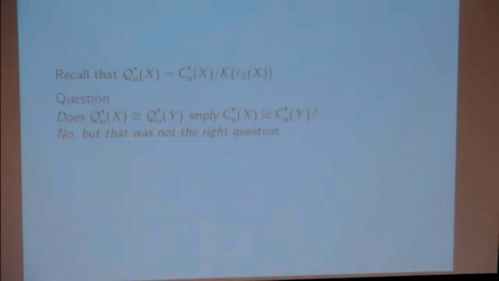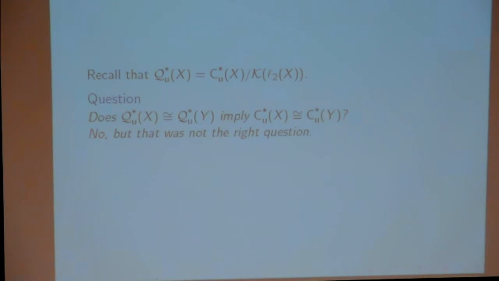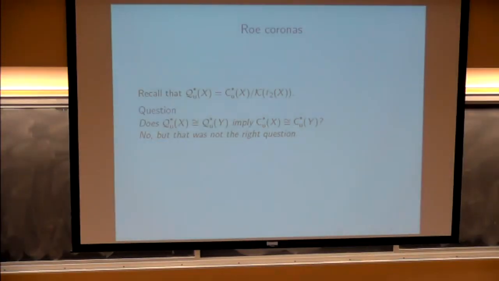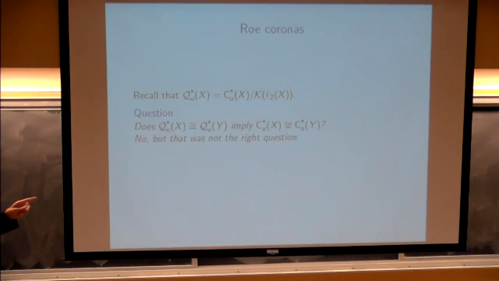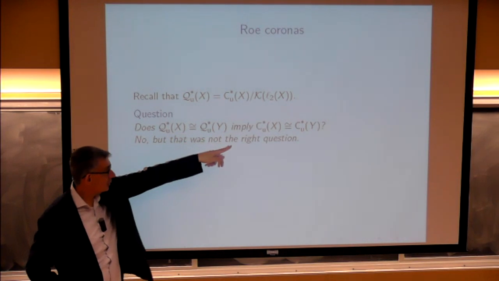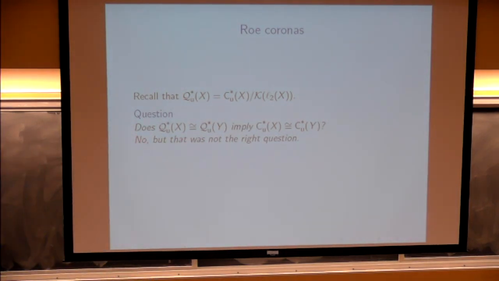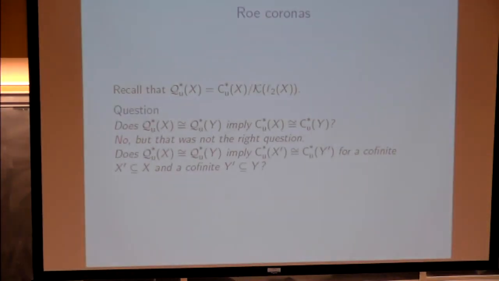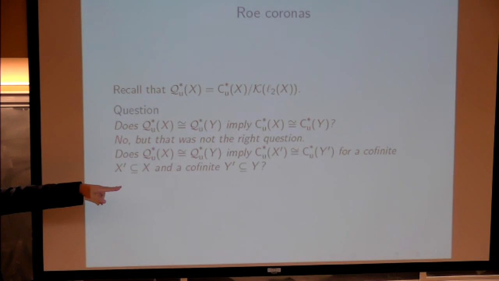So the question is, how much does an isomorphism between coronas tell you about an isomorphism between uniform Roe algebras? And okay, if I put it this way, this is a wrong question. Let me just say what the question was. Can we prove that if coronas are isomorphic, then so are the uniform Roe algebras? Essentially, there are simple examples that just refute the obvious thing. But the real question is, can we find cofinite X prime and Y prime so that those spaces' algebras are isomorphic?